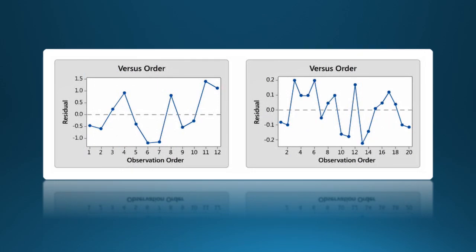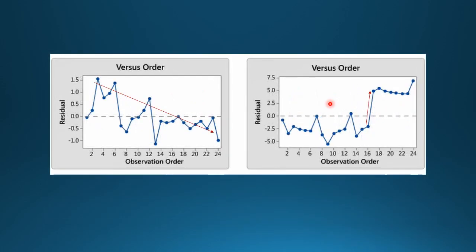Here are two residual versus order plots. The points on these plots fall in a random order and do not exhibit any patterns. The residuals appear to be independent of one another.